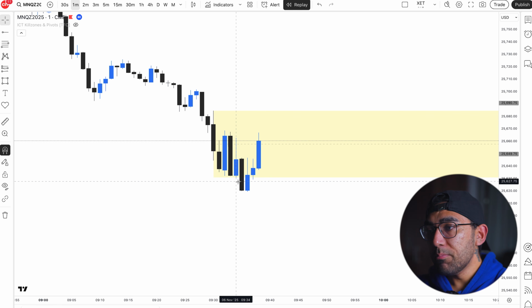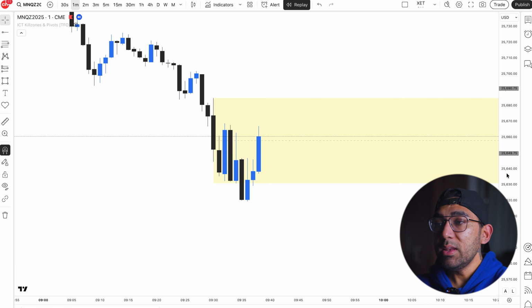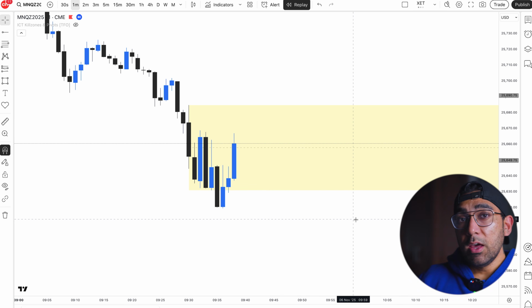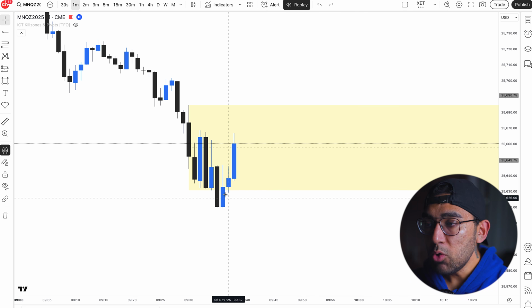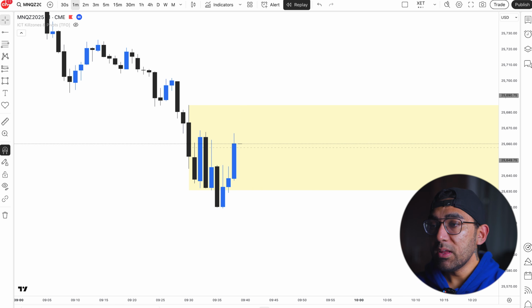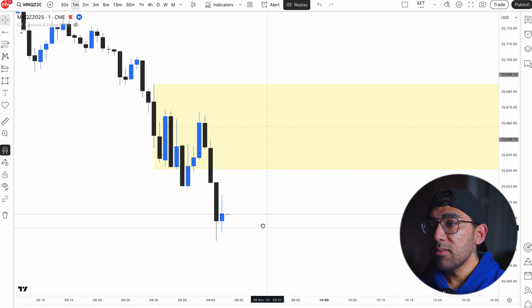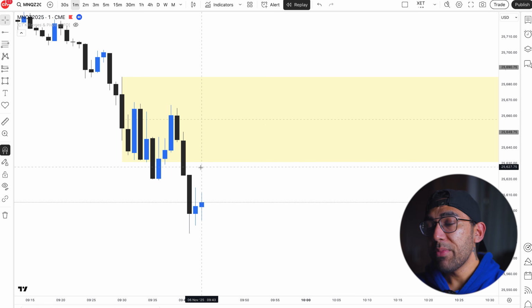Okay, now we have broken the bottom of this range, but remember, we need to see a fair value gap form in order for us to execute the trade. And at the moment, there is no fair value gap formed here. Okay, so here we now have a fair value gap that has formed.